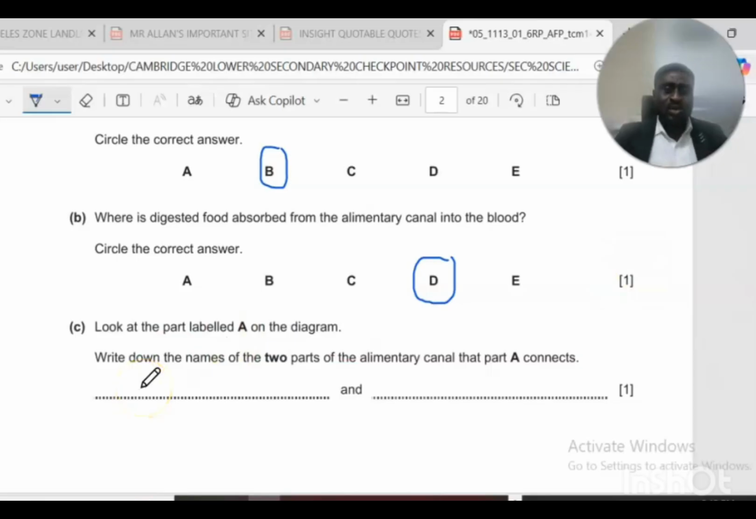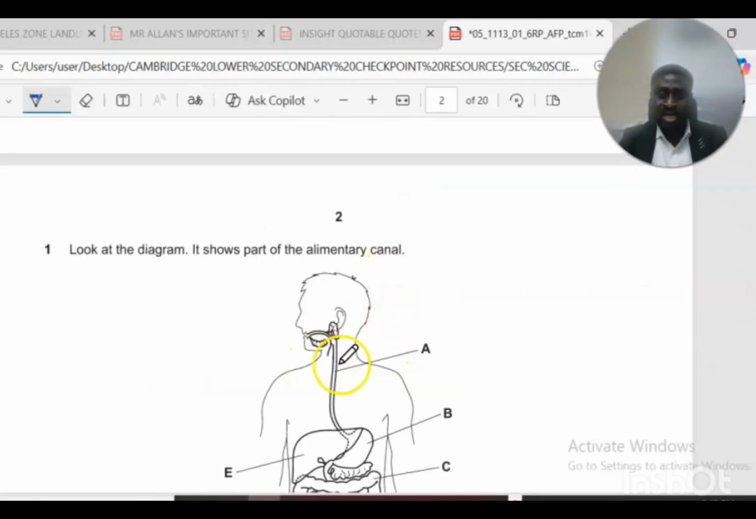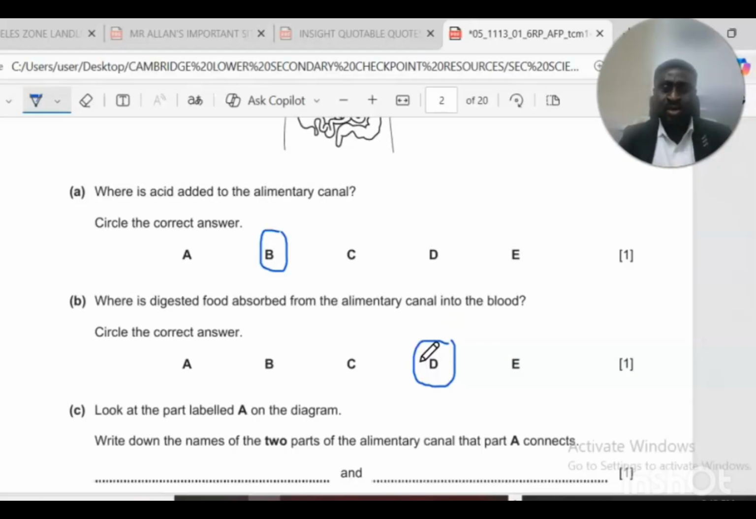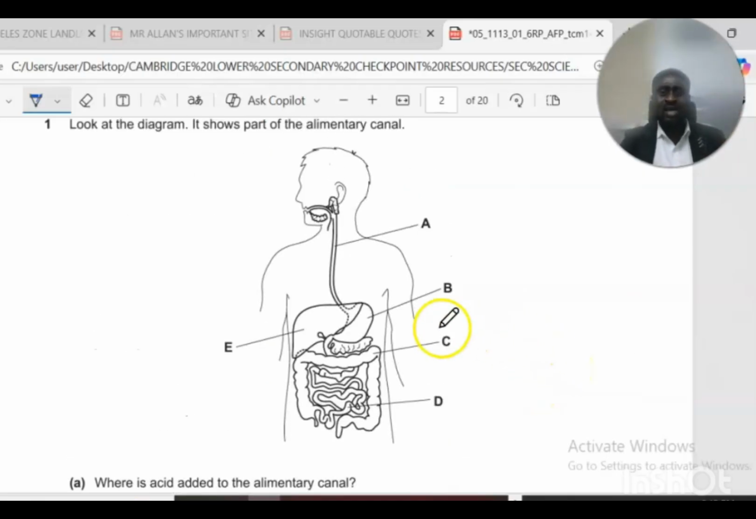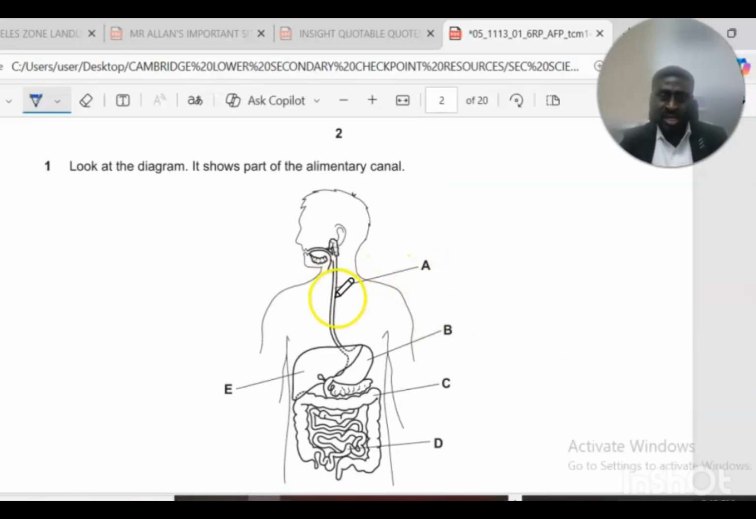Now part C says, look at the part labeled A on the diagram. So let's go to the diagram and look at the part labeled A. Like I said earlier, part A is the esophagus, or what you call the gullet. The question demands, write down the names of the 2 parts of the alimentary canal that part A connects. So you can go back to the diagram again. Look at part A being the esophagus. It connects the immediate organ after it, which is the part labeled B, the stomach. Then when you go upwards, it connects the mouth or pharynx or throat.